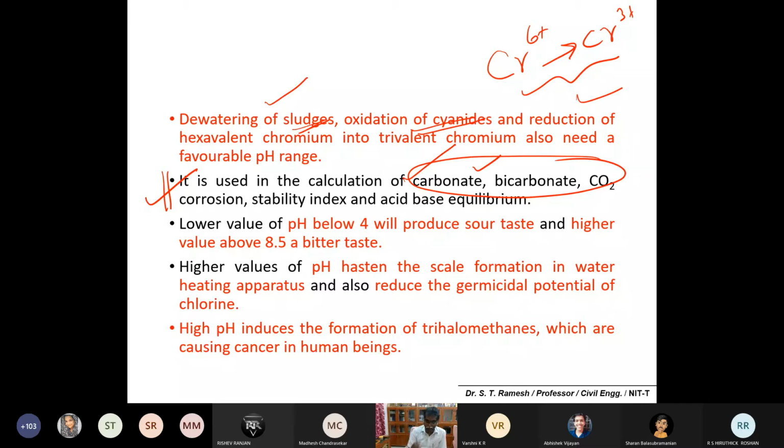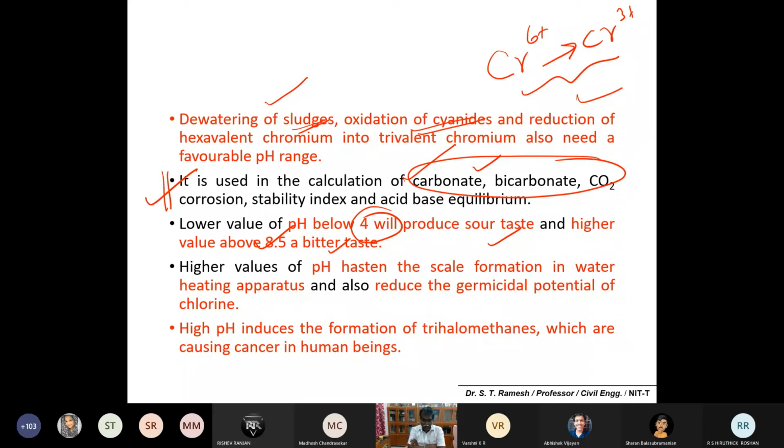And for taste, please make a note on pH. If it is lesser than 4, it will produce a sour taste. Higher than 8.5, it will give a bitter taste. You probably would have come across these difficulties in groundwater systems. If you happen to take groundwater, you may feel these situations, less than 4 as well as greater than 8.5, sour taste and bitter taste.